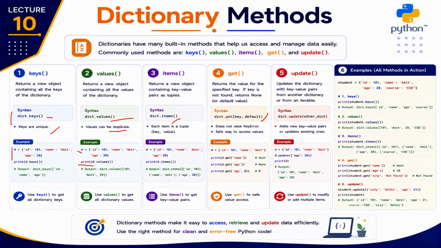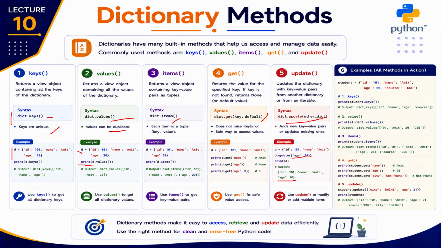Now, the fifth method is the update method. It is used to add a new key-value pair or update an existing one. The syntax is dict.update(other_dict). Now we can see the example. Here a dictionary is given, and in update it is written age equal to 20, age and value 20. Now in our output you can see a new key-value pair is added. So update can modify existing data and add new data.